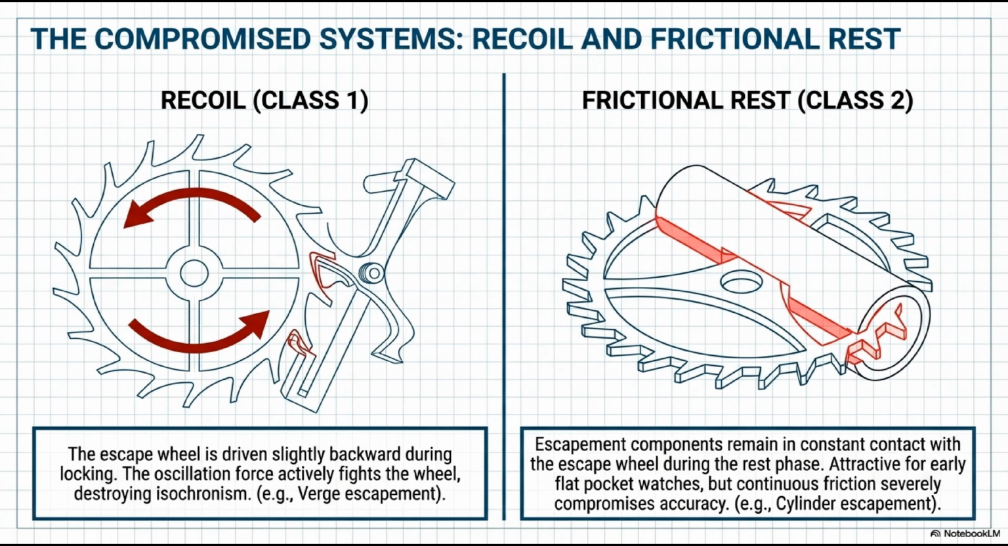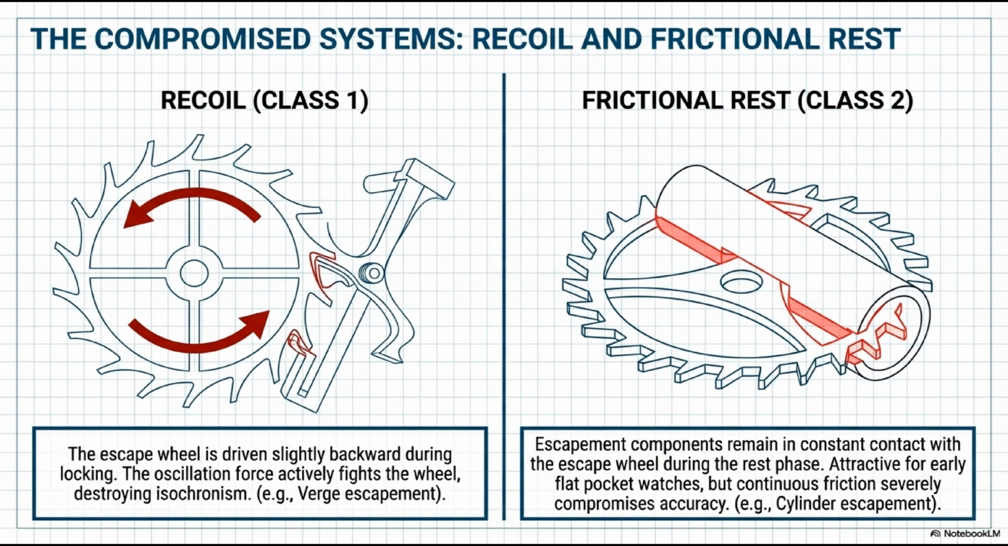Now consider Class 2, frictional rest: the cylinder. Here the balance staff itself is the escapement element, and escape wheel teeth rest against the cylinder walls throughout the supplementary arc. This permanent sliding contact creates a continuous parasitic braking torque on the oscillator, a friction force proportional to the normal force from the tooth, which also varies with mainspring tension. Again, the oscillator's frequency is contaminated by the energy source's state of discharge.